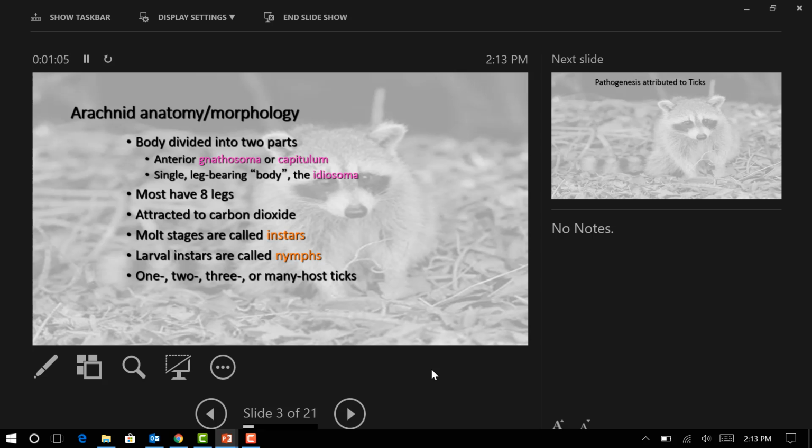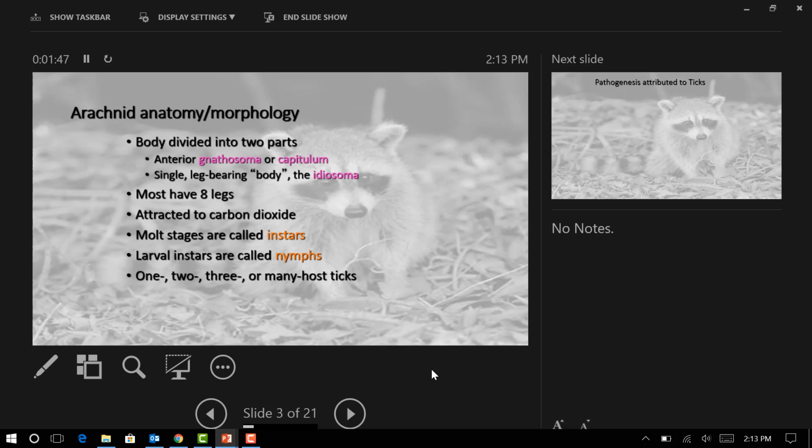They're attracted to carbon dioxide, and this is an important one that actually helps to clue ticks and mites into where their hosts are. The molt stages are called instars. This is true of most arthropods. Larval instars are called nymphs, and typically not larvae, because they are not completely morphologically different than the adults. They're just smaller, sexually immature versions of the adults. The adults are large, sexually mature versions of the nymphs.